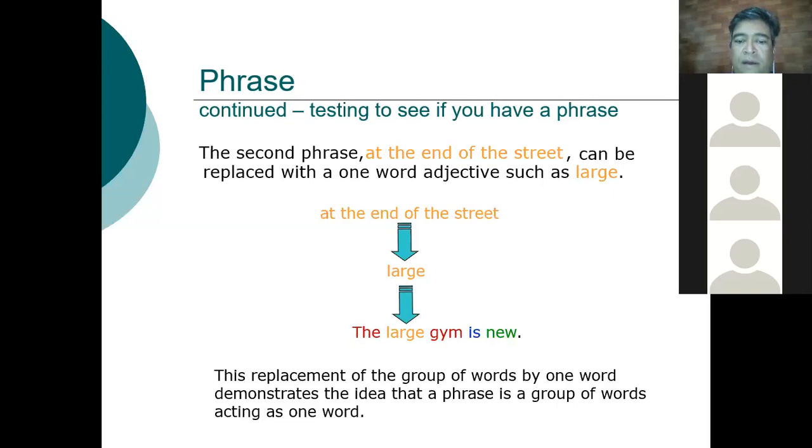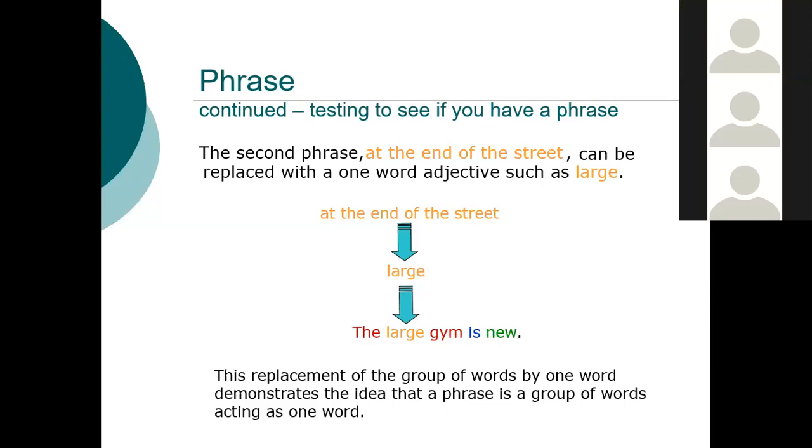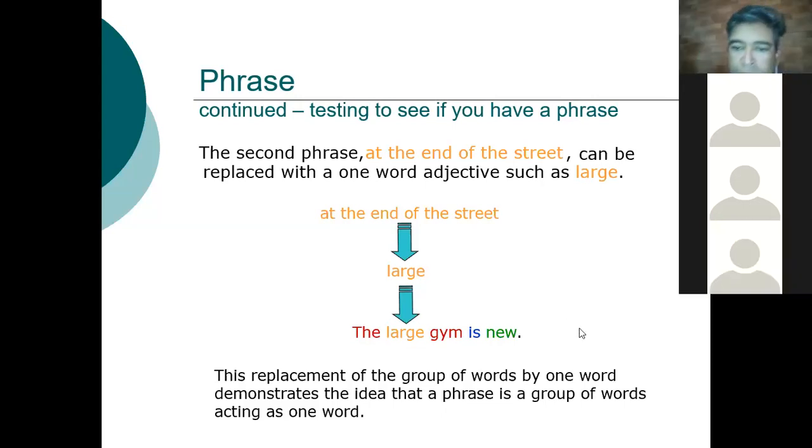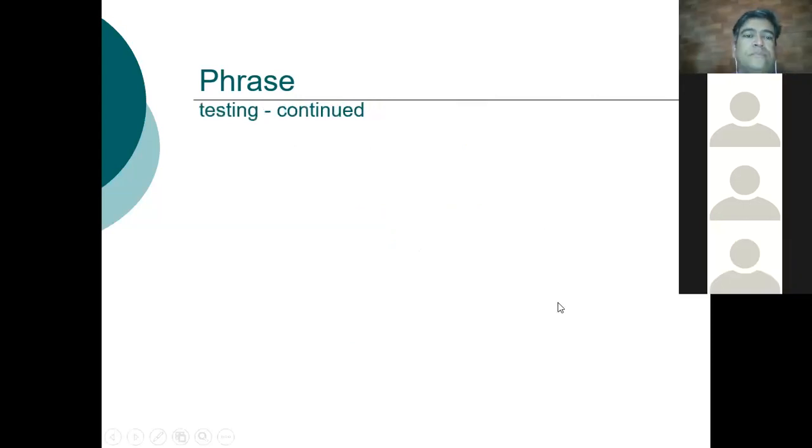This replacement of the group of words by one word demonstrates the idea that a phrase is a group of words acting as one word. As one word. Ya lo expliqué. Las frases, así tengan n cantidad de palabras, ellas actúan como una sola cosa, que es un noun, un sustantivo. No sé si les queda claro, Oriana. Sí. Eileen, Samuel. Bueno, Samuel no creo que esté en la clase. No se metió en esta. Okay?